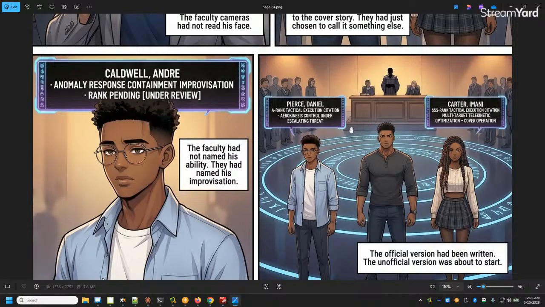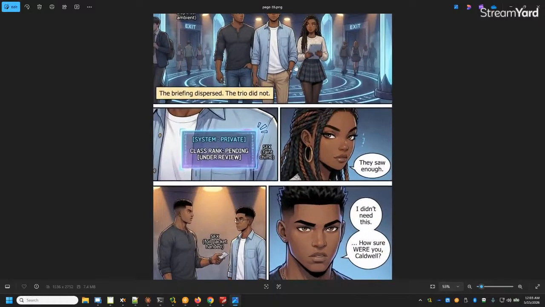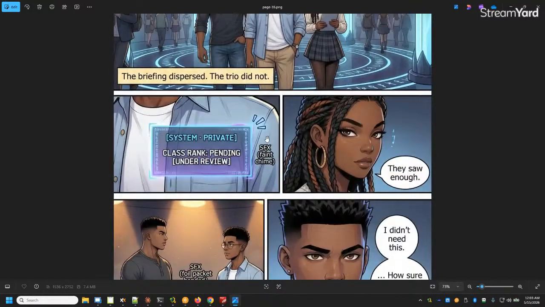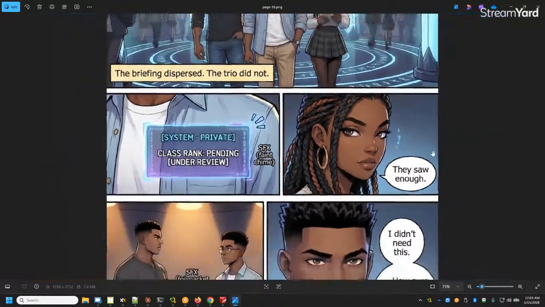Okay, and this is an echo. The official version had been written. The unofficial version was about to start. Okay, could have done without that page. The briefing dispersed. The trio denied. System private. Class rank pending under review. They saw enough. So in other words, they're trying to re-rank him based on what he did, because everything's recorded.